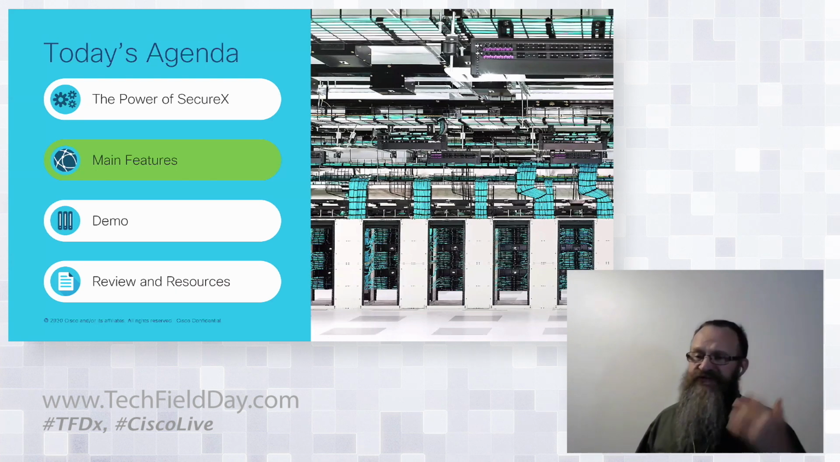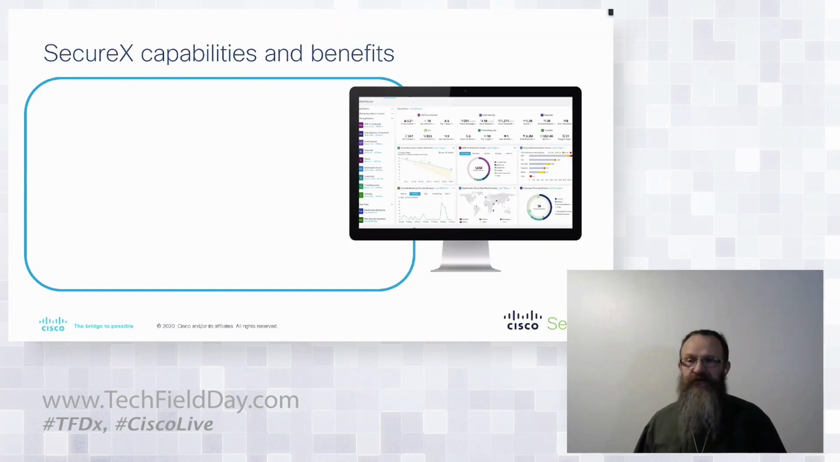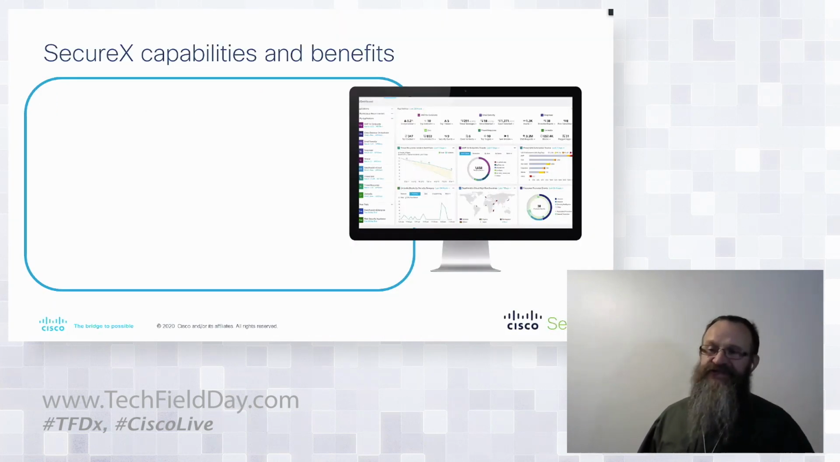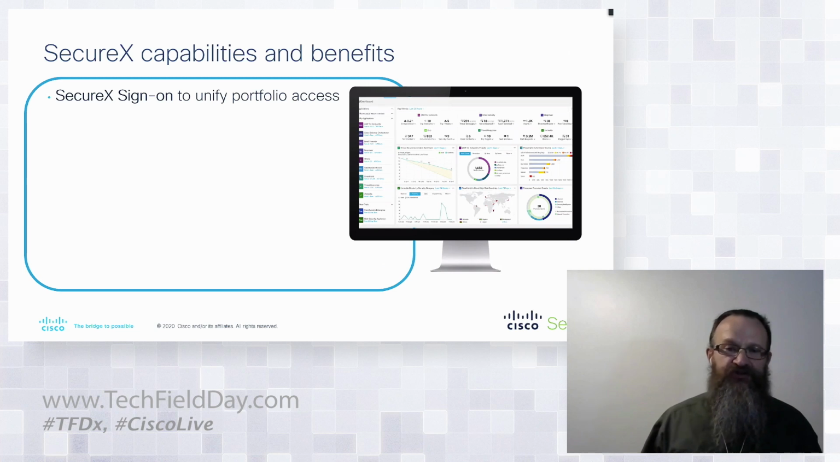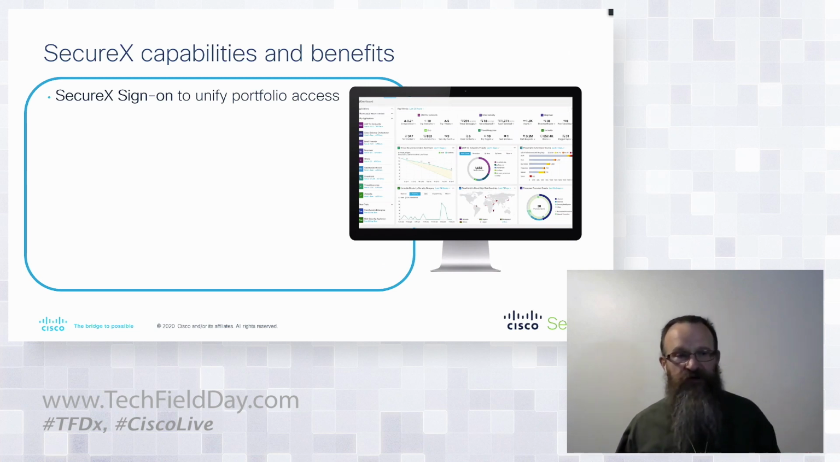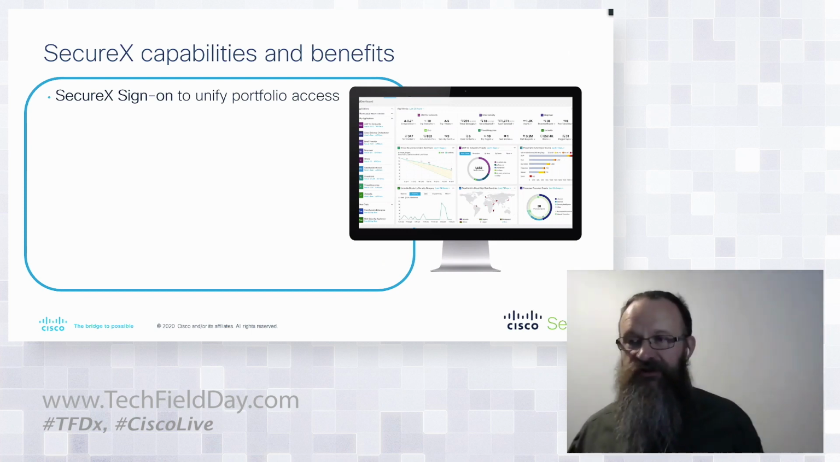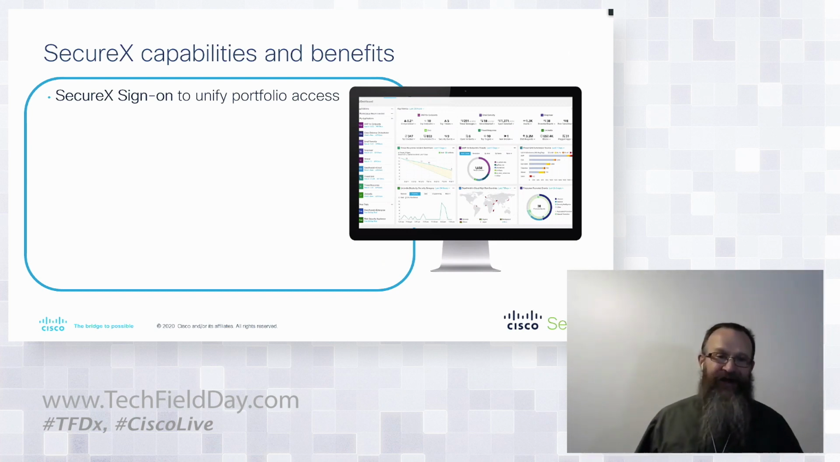So what does it actually consist of? What are the features that deliver on all of these promises? What are the main highlights of the SecureX experience? Single sign-on. Unifying your access to the portfolio. Do you have a separate login for Umbrella versus the Threat Grid portal versus AMP for endpoints versus every other thing you might have? That's going to go away.